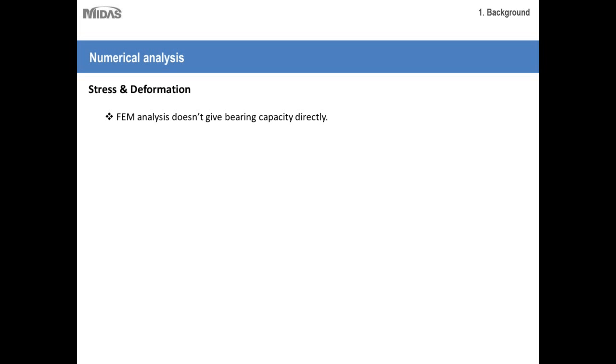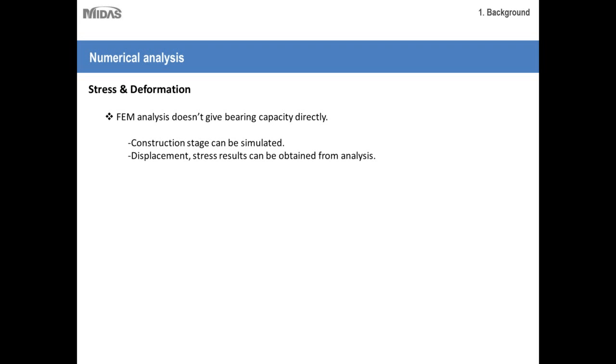Then what is the advantage of having numerical analysis? First and foremost, the advantage is in determining the stress and deformation that is occurring not only in the structural system but also in the soil. And some engineers have this misconception that okay, we are doing finite element analysis, so we'll get all the bearing capacities directly. It's not the case. Finite element analysis does not give bearing capacity directly.